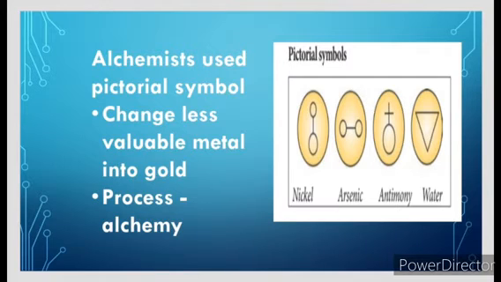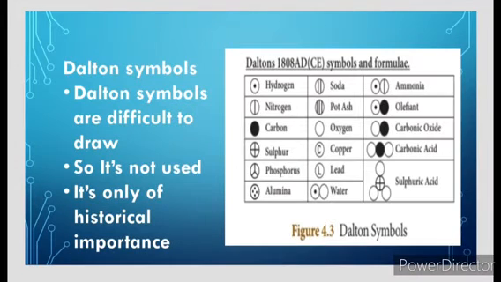And the third one is Dalton symbols. Dalton symbols are difficult to draw. Look at the slide, it's difficult to draw. So that's why these also resemble the pictorial symbols only. So they are not used. It's only of historical importance. John Dalton, an English scientist, tried to name the various elements in the year 1808.